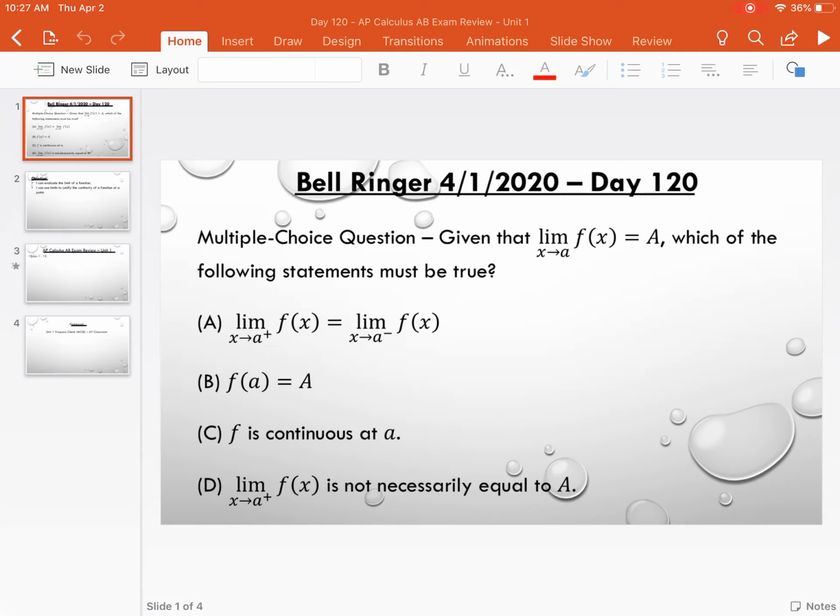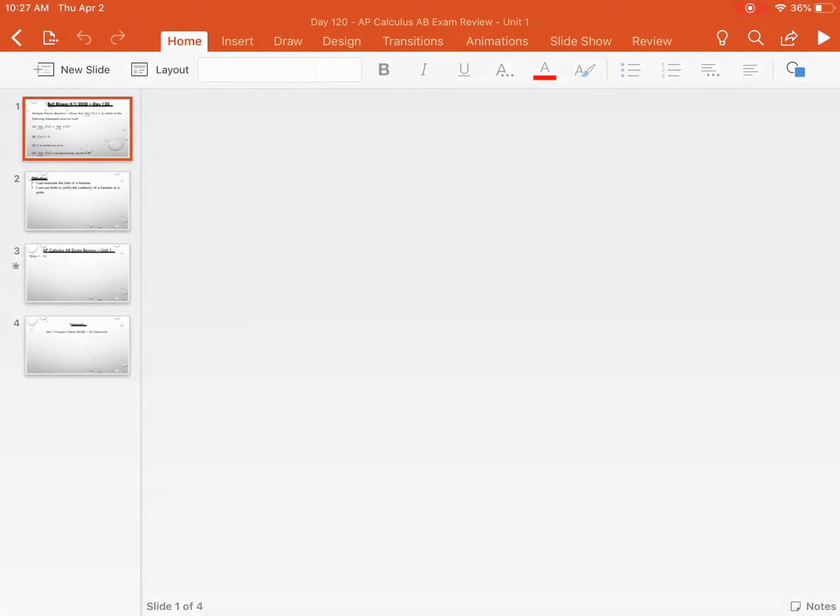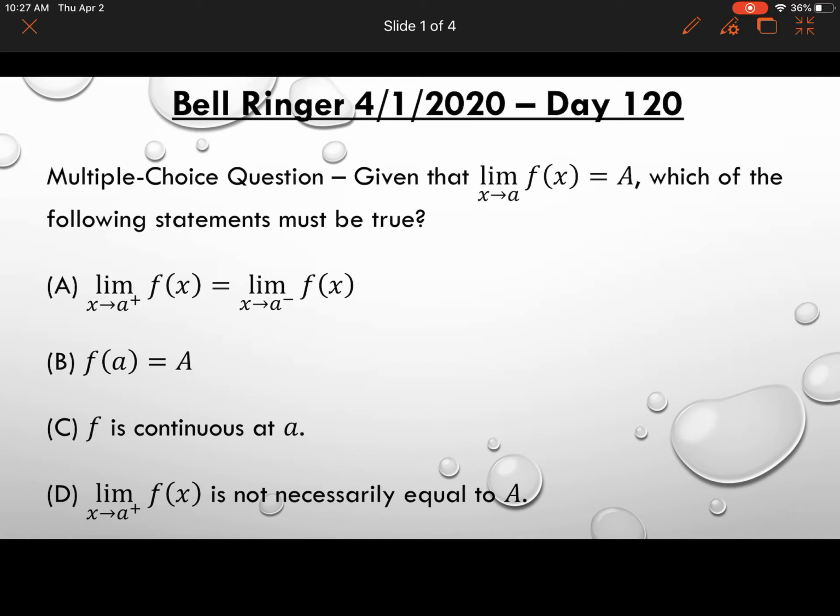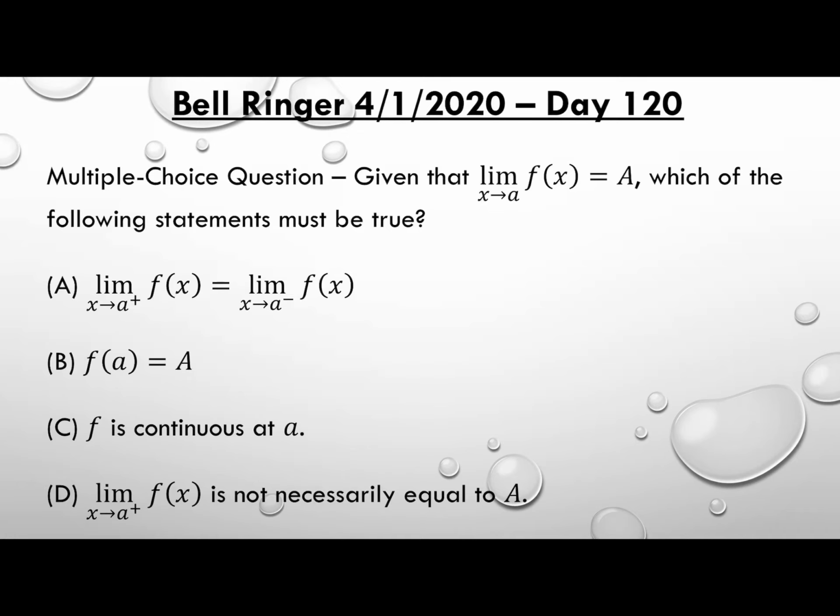Let's get to today's bell ringer, and then we'll talk about what today's lesson entails. All right, so given that the limit of f of x as x approaches a is equal to A, which of the following statements must be true? Okay, so we can assume this capital A is just some number. So given that we know that the limit of this function is equal to this number, which of the following statements must be true? So let's look at some of these.